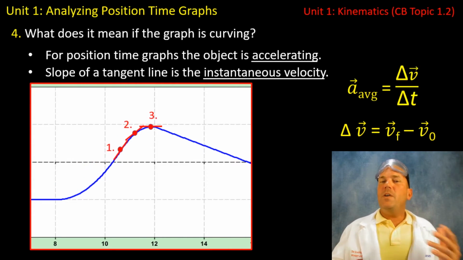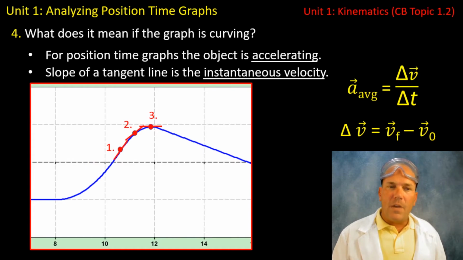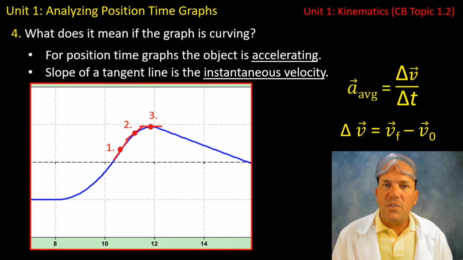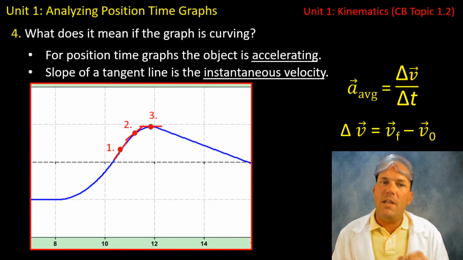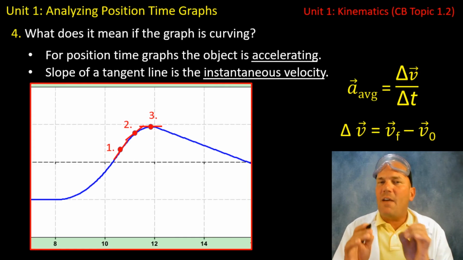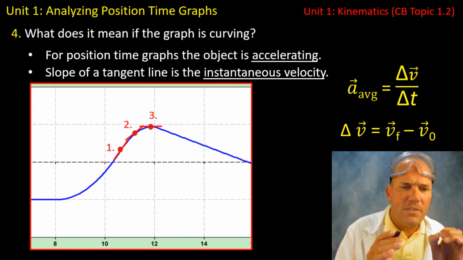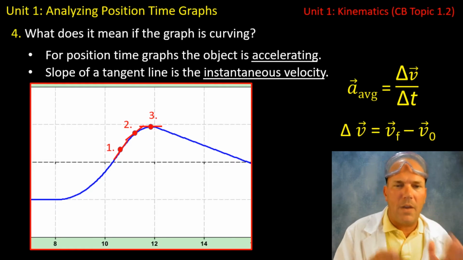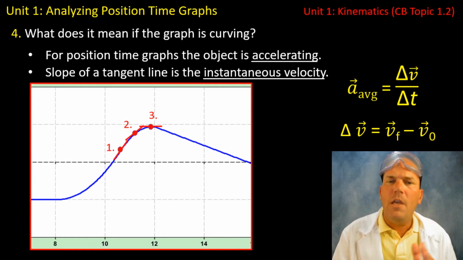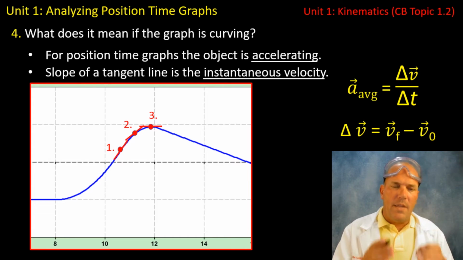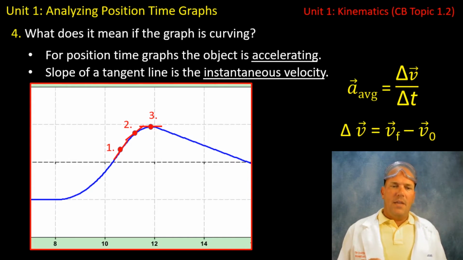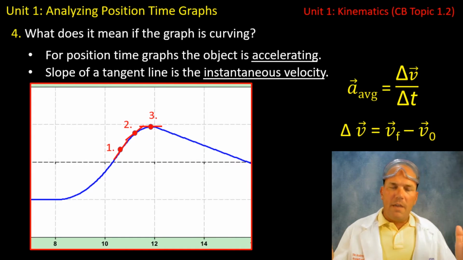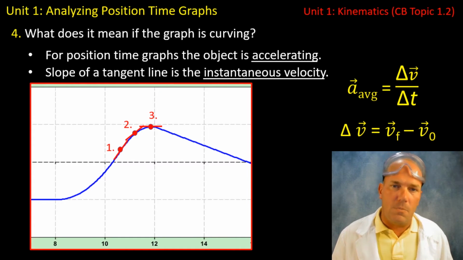Let's look at 3 other times in this graph, because the graph is curving throughout this duration as well. So we want to understand what it means if the graph is curving between these 3 points on the graph. Let's start by looking at 1. At that instant, around 10.5 seconds, we have a positive slope.